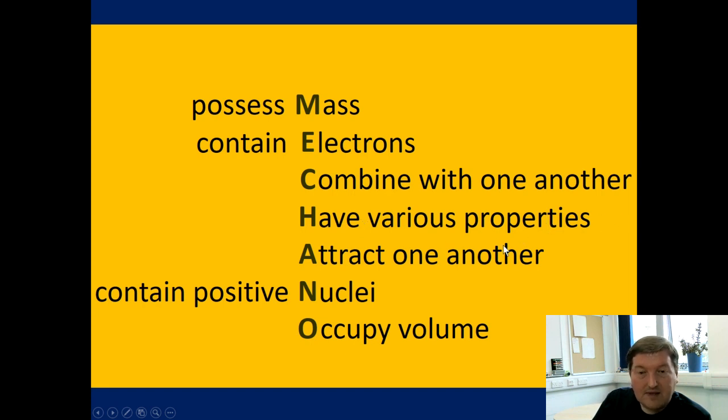And they attract one another, and they contain positive nuclei, so protons are positive, so they contain nuclei which are positive, and they also occupy volume. So as we've seen, most of the atom is occupied by the electron space. We'll hear a little bit more of that in detail, but a very small percentage of that volume is actually the nucleus.